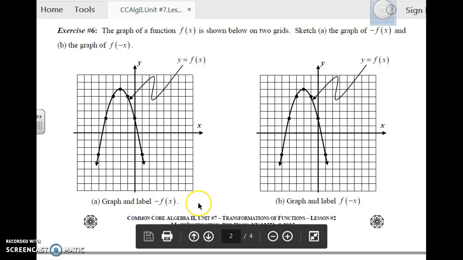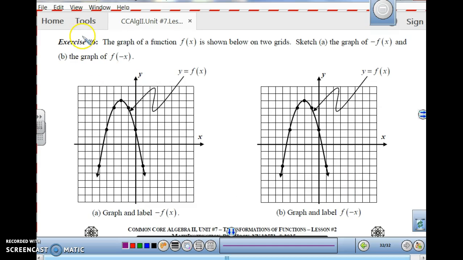All right, so let's leave exercise 6 for the next class and see if you can do those yourself. What you're going to have to do for each of these graphs is a negative f of x and an f of x. So this is negative f, this is f of x. See if you can graph them and figure out what the equation is going to be. Okay?